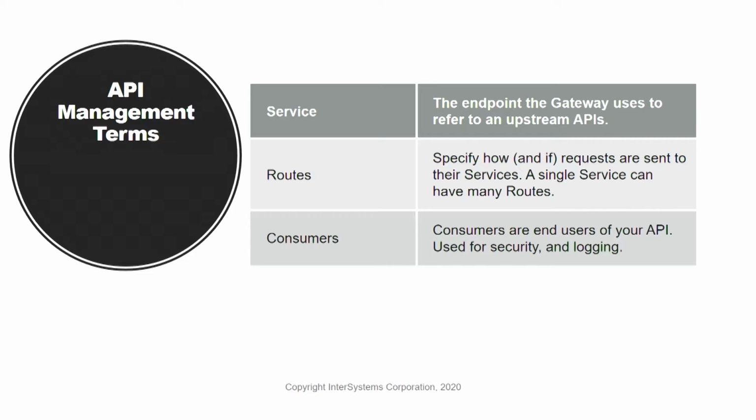The last concept that's important to understand is consumers. Consumers are the end users of your API. These are the ones that you may want to group together so you determine who could access which API, and it's used for security and logging.